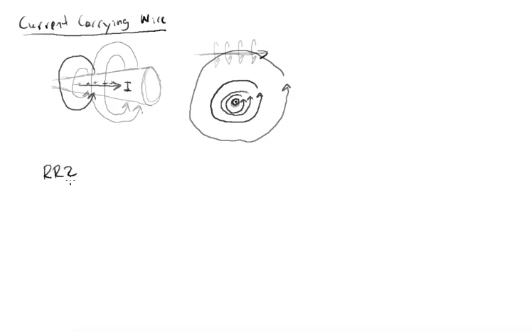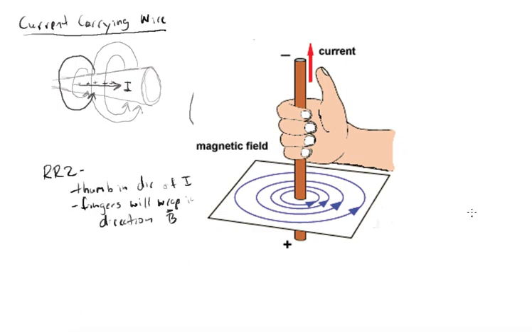So right-hand rule 2. And for this one, what you do is you point your thumb, so thumb in the direction of the current, I, and then your fingers, if you were grasping a hold of it, like you were grabbing the wire, your fingers will wrap around it in the direction of the B field, the direction that it's pointed. And so I have another little picture to show you to show this. So there you go.